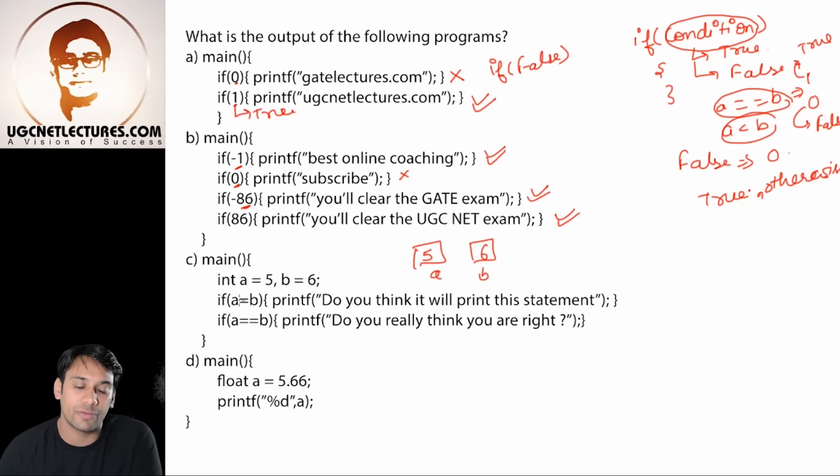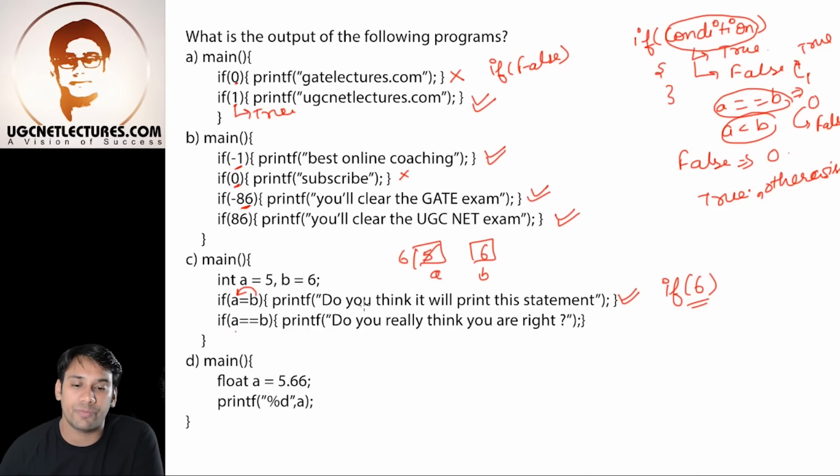First of all they have written if a single equals b, and in the next statement we have a double equals b. So what is this a single equals b? That means I'm copying the value of b into the variable a, and then it is going to return that value. So I've copied 6 into the variable a and it is going to return the value. That means this statement is going to be if 6, and if 6 means it is true, therefore this statement will be executed.